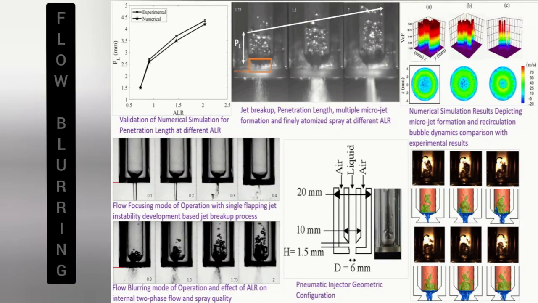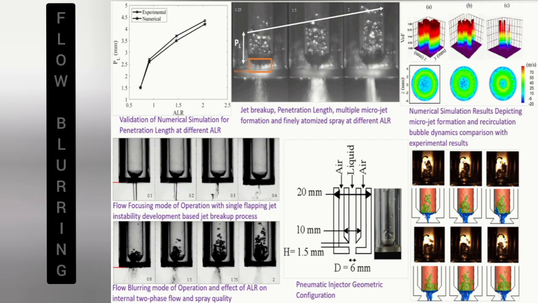Welcome, folks. Today we are discussing a combined experimental and computational study of flow blurring atomization in a twin fluid atomizer. Let's dive in. So this study uses a twin fluid pneumatic injector, right? Can you explain the setup and what they were trying to achieve?